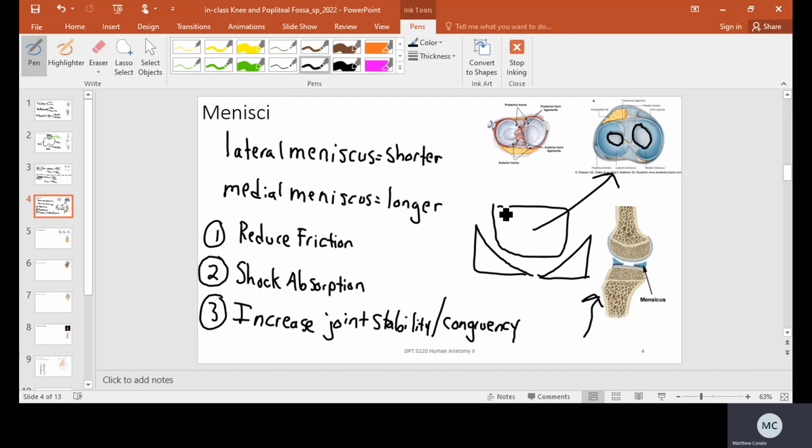What? I was not anticipating a bone come flying in like this. Hey, this is PT school. You got to be prepared for everything, right?